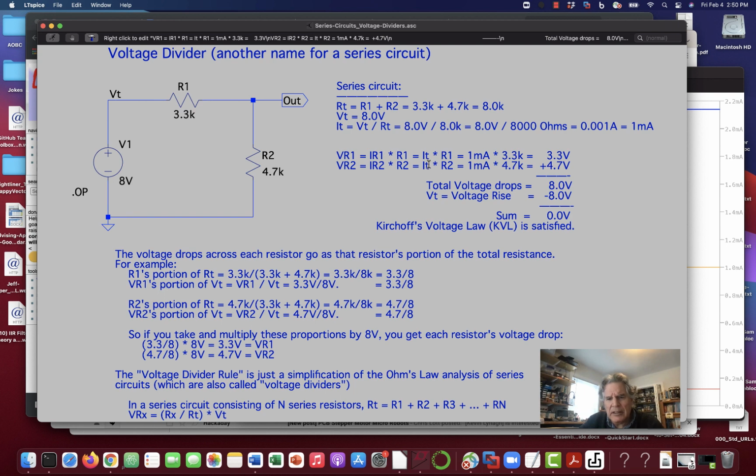So I'm doing that. And IR1 is actually IT, so I can say that this voltage VR1 is equal to IT times R1. 1 milliamp times 3.3K, that's 1,000th of an ampere times 3.3 thousand ohms. The 1,000th and the 1,000 cancel out, and I get 3.3 volts. Likewise, I perform the same calculation, and I get 4.7 volts.